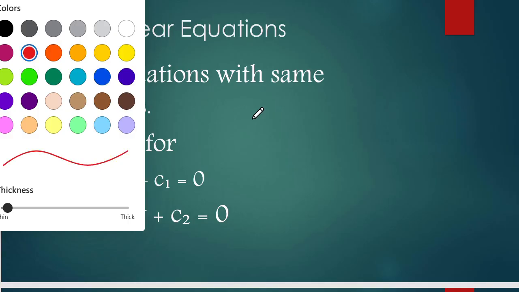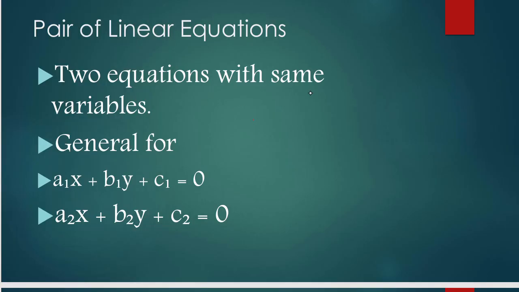As you all know, pair means anything which is in twos. You can see two equations here. The general form of two equations is given: a1x plus b1y plus c1 is equal to 0. Consider this as equation 1, and a2x plus b2y plus c2 is equal to 0. Consider it as equation 2.